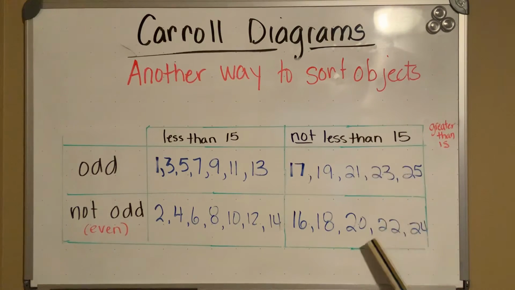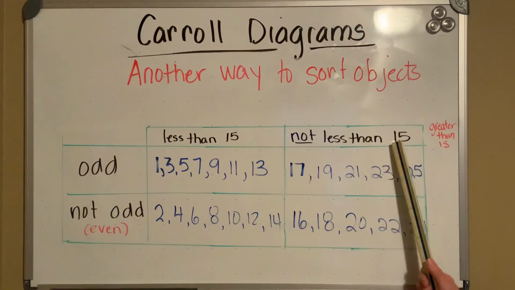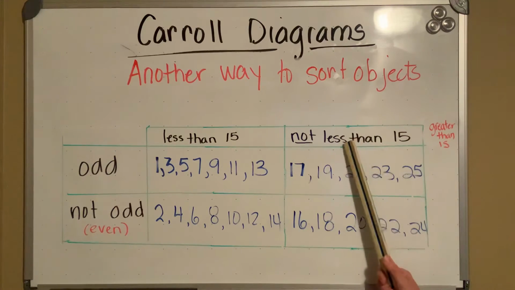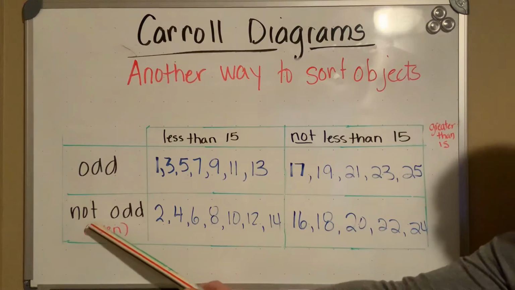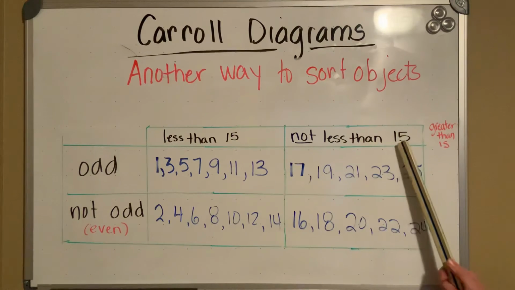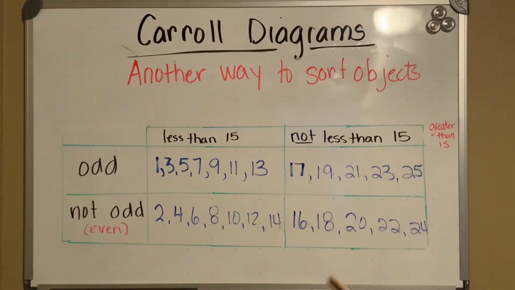Then you do this category over here. You need numbers not less than 15, which means greater than 15, and they have to be even numbers. So then the first even number over 15 is 16. So 16, 18, 20, 22, 24, and so forth.